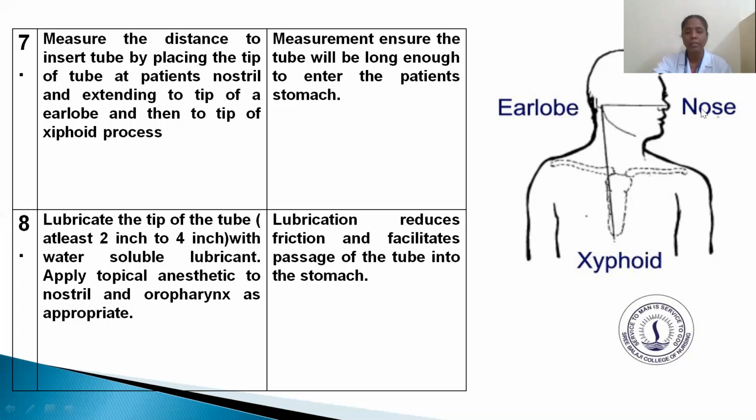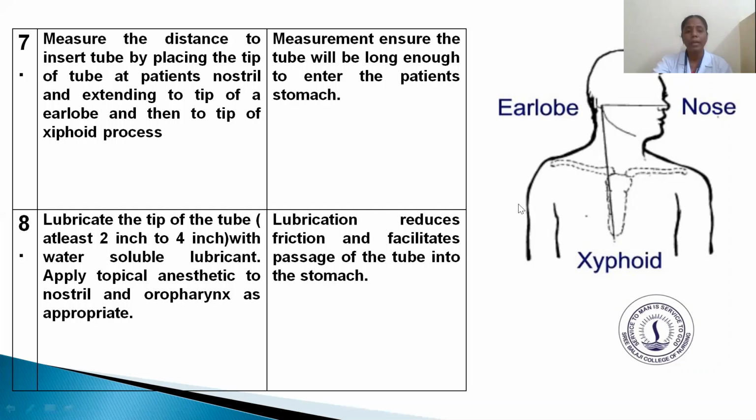The nurse should take the NG tube and measure from the tip of the nose to the earlobe and to the xiphoid process. This is a must. Then only enter into the stomach.